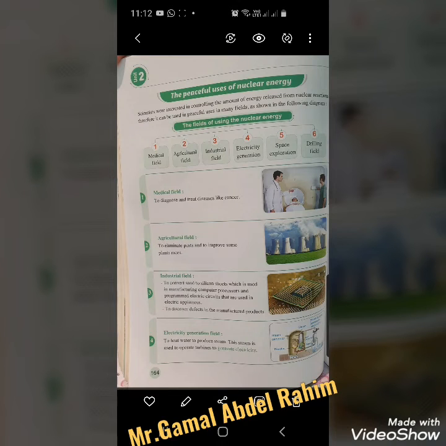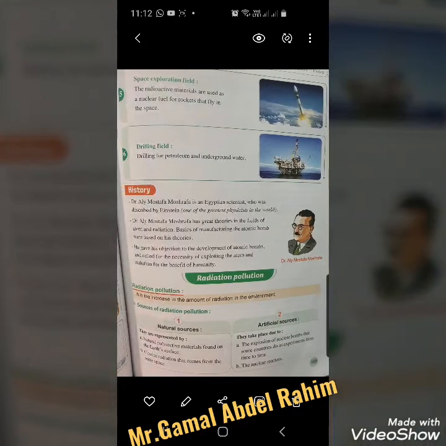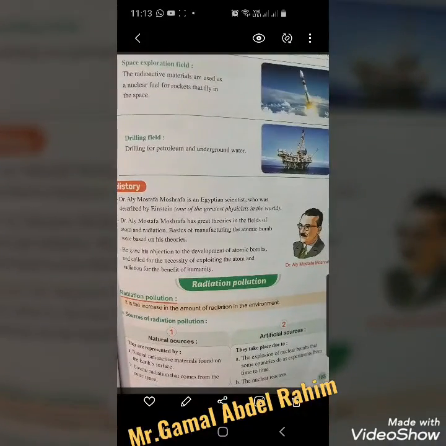Number 4, electricity generation field. Nuclear energy can be used to heat water and produce steam. This steam can be used to operate turbines and electric generators to generate electricity. Then, number 5, space exploration field. Radioactive materials are used as nuclear fuel for rockets that fly in space.